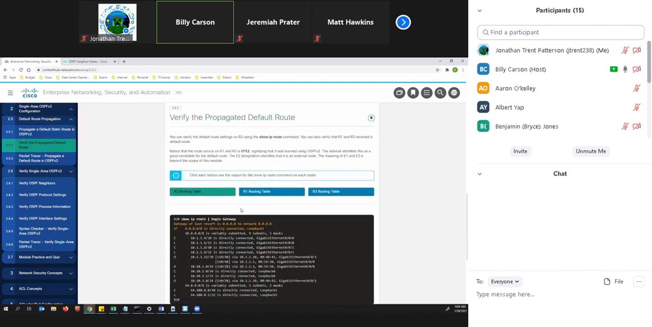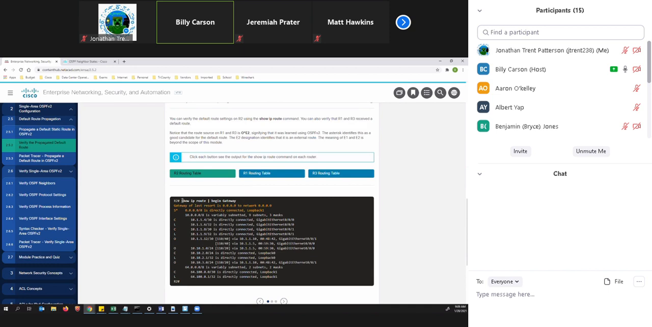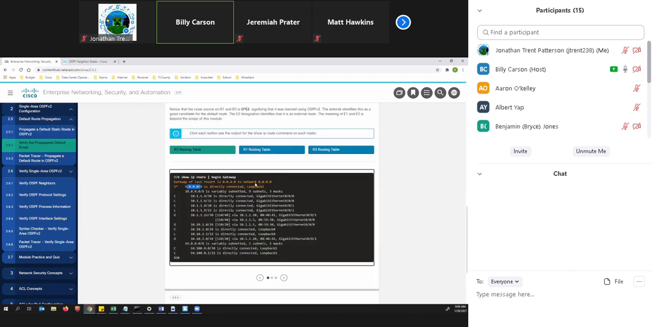All right, verifying, we're doing that show IP route. There it is, show IP route again. And we can see here there's our S, and it's for a static route. And our star sign is our default. There's our zeros, and it's tied back in the example up here to Loopback 1.